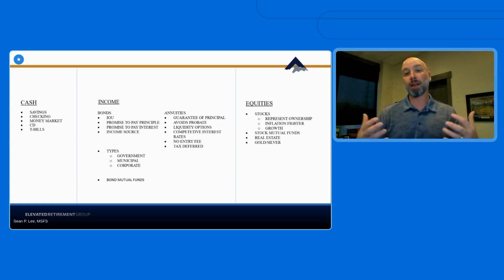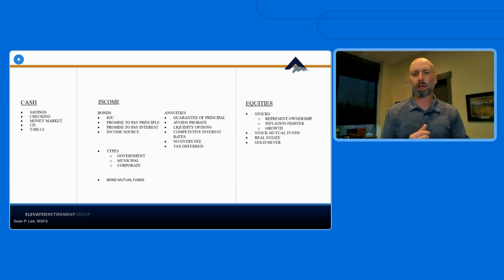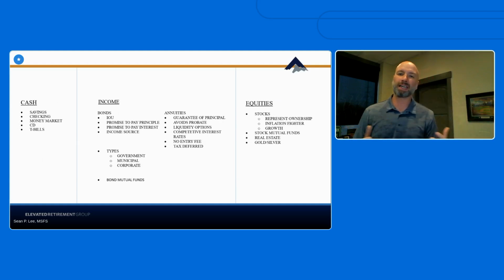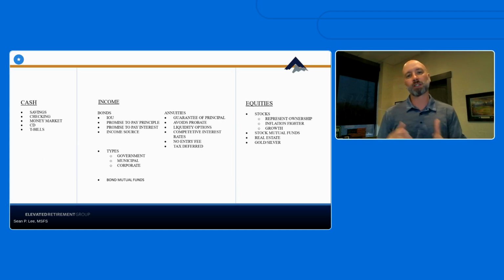And because you name beneficiaries, it is an insurance contract, you avoid probate. There are some liquidity options, but annuities are timed deposits, so you can't get your money out within certain restrictions. You get pretty competitive interest rates. What we're seeing in the open market right now is fixed annuity rates are a little bit higher than CD rates. That's the norm. And there's no entry fee to go in.